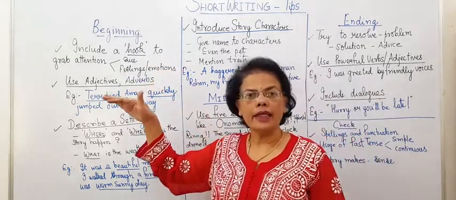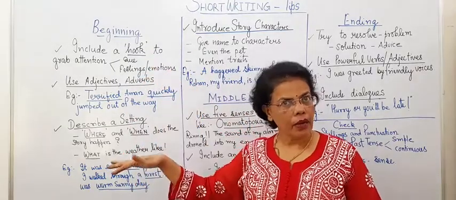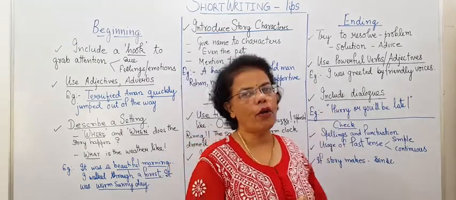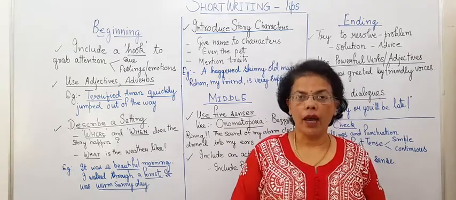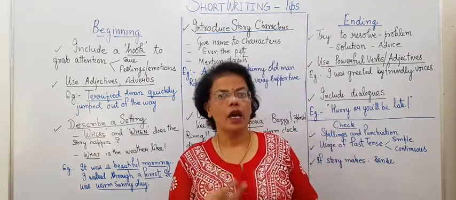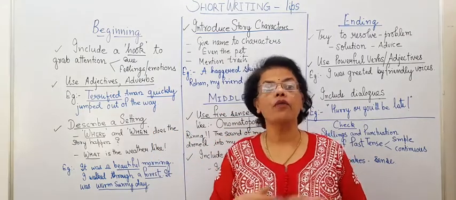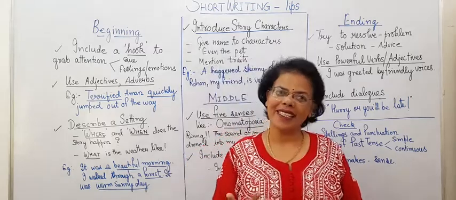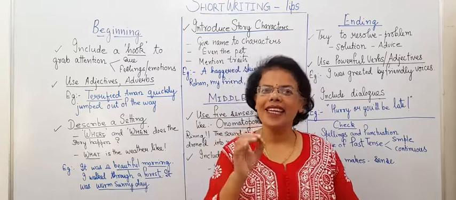So it has three divisions, okay? The beginning of the story, middle of the story, and then end of the story. I'm going to discuss two things: how and what. So first we discuss what you have to write and how you have to write. I will be discussing it in the progress of my video. So keep watching till the end.